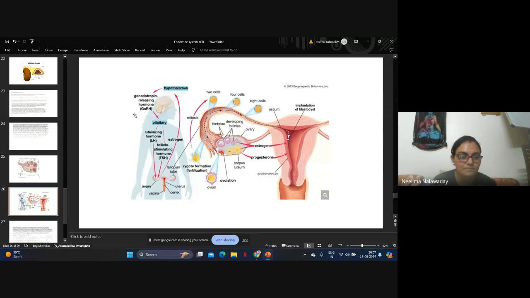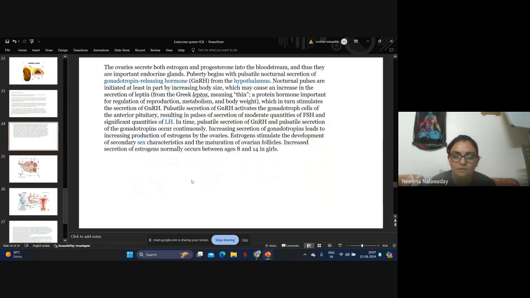But how does this mechanism happen? Again, this axis is there. So the ovaries secrete both estrogen and progesterone into the bloodstream, and thus they are important endocrine glands.